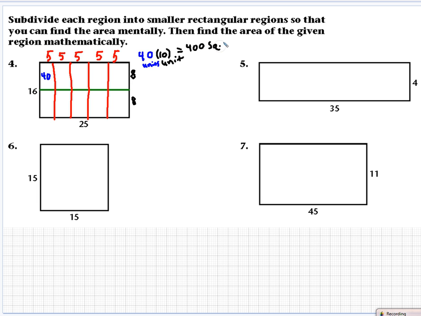And you can just say SQ units. But you must remember the area is measured in square units. That is of supreme importance. So hopefully that example will help you to complete 5, 6, and 7.